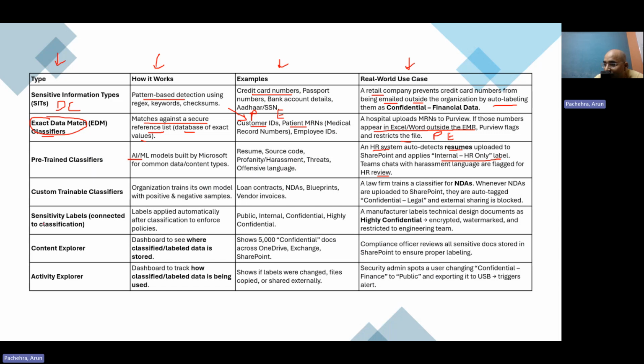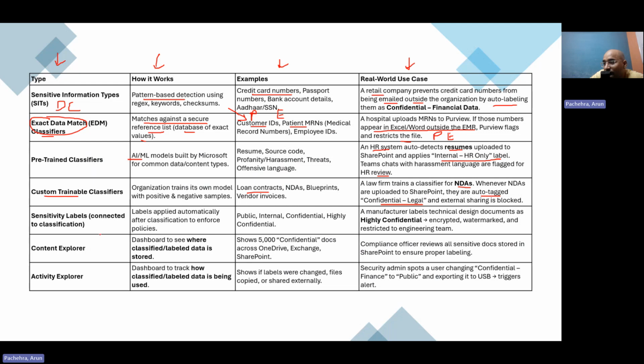Now, custom trainable classifier. Let's take an example of this. An organization trains its own model with positive and negative examples or samples. We have already talked about it. Loan contract was the example we talked about. Now, this will help us understand. A law firm trains a classifier for NDAs, non-disclosure agreements. Whenever NDAs are uploaded to SharePoint, they are auto-tagged confidential, legal, and external sharing is blocked, because we have trained our model as a custom trainable classifier as per our industry data, and once it is seen, it will tag it.